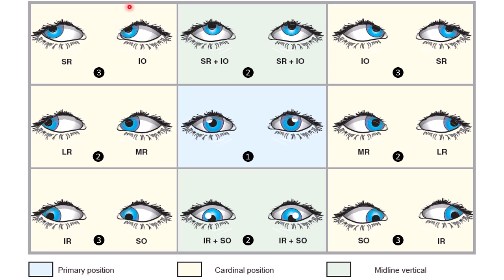Then what are the cardinal positions? This is the cardinal position, in which each muscle is isolated and tested. Cardinal positions. And this is the midline vertical. That's okay, even if you don't remember, nothing special about that. So 6 cardinal, 9 diagnostic positions, and the center one is the primary position, right?